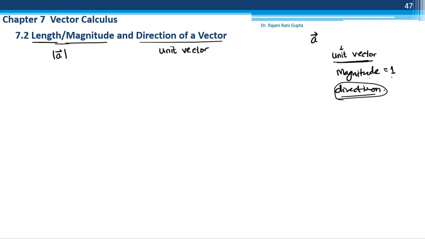So for instance, if I want a vector in the direction of A bar, I will find its unit vector. In some books, they write it as A cap. Sometimes they use bold A to represent the unit vector. But this is more standard.